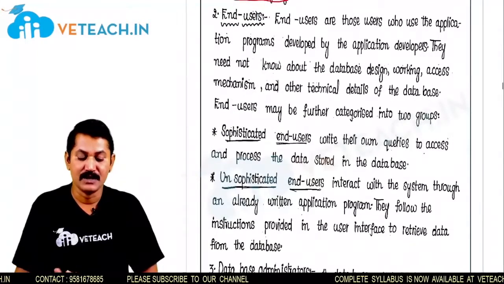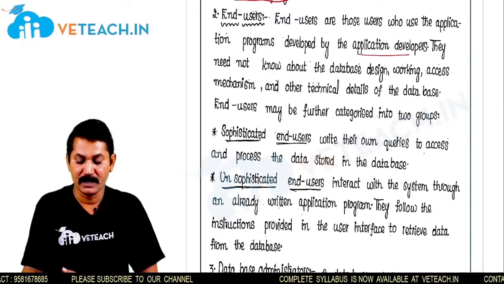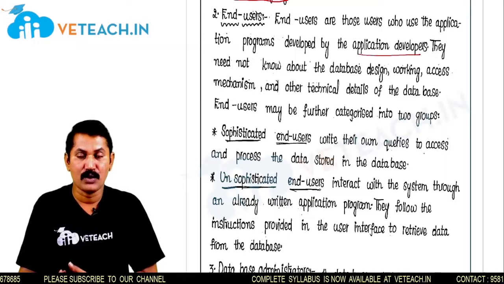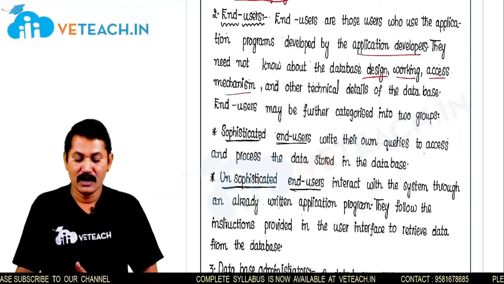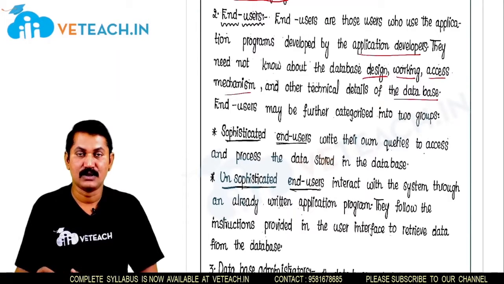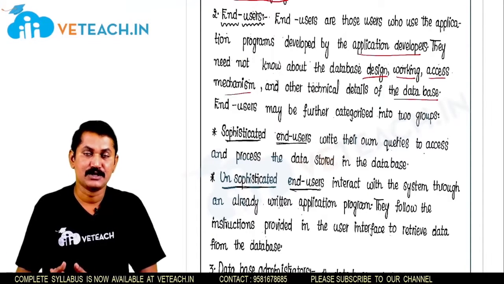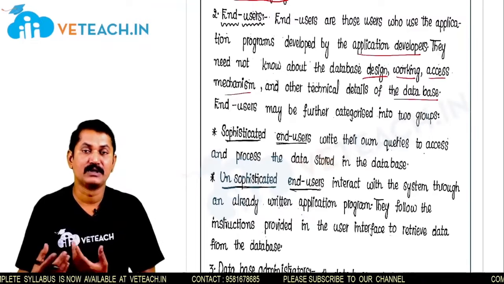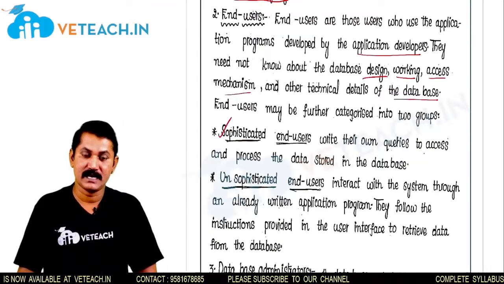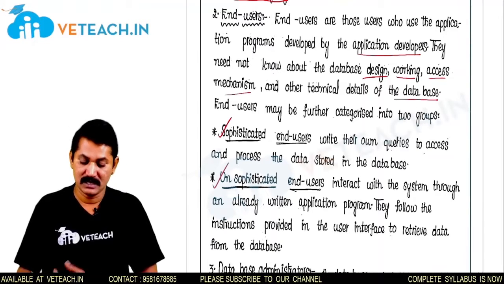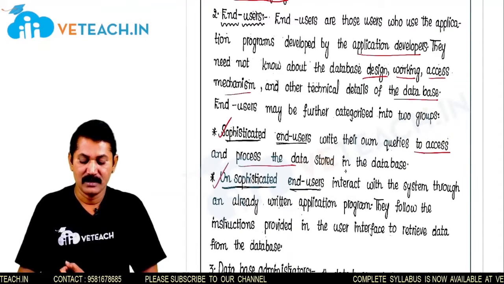The next one is end users. End users are the users who use the application programs developed by the application developers. They need not know the database design, working and access mechanism and other technical details of the database. So simply they need the accessibility of the database. They need not know the technical issues or the data about the data. And again, the end users are divided into two types. They are sophisticated end users and unsophisticated end users. Here the end users write their own queries to access and process the data stored in the database.